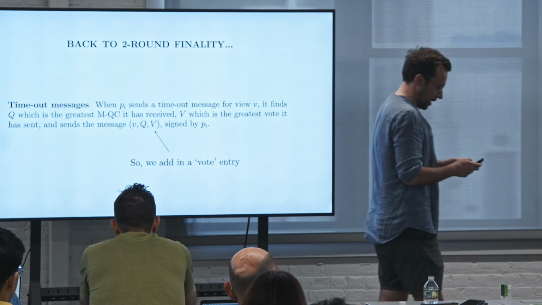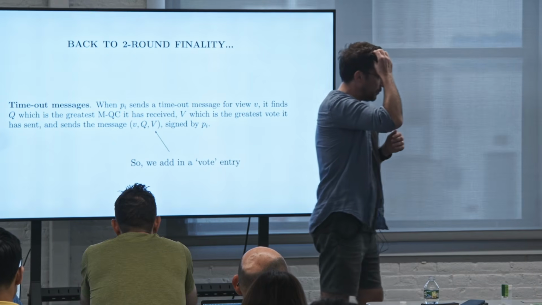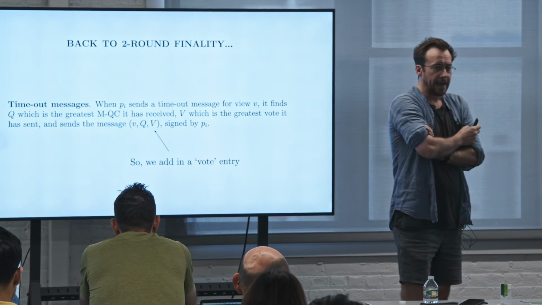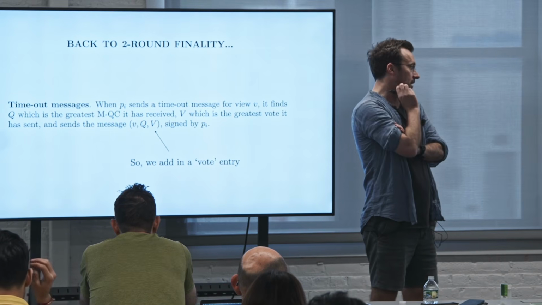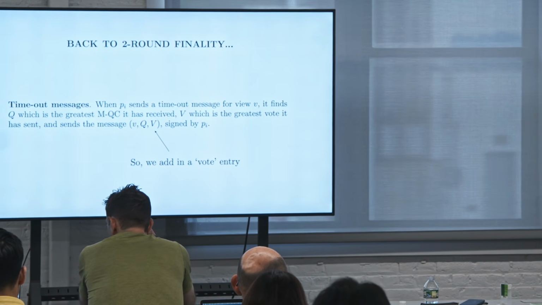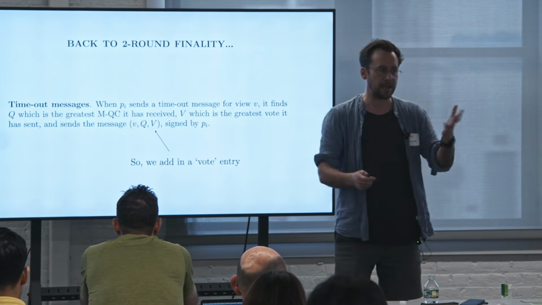Okay, so let's start with the timeout messages. When p_i sends a timeout message for view V, it finds Q, which is the greatest MQC it has received, and V', which is the greatest vote it has sent, and it sends the message (V, Q, V'), signed by p_i. So it's the same as before, but we're adding in a vote entry now.